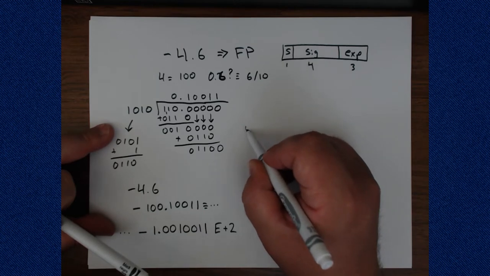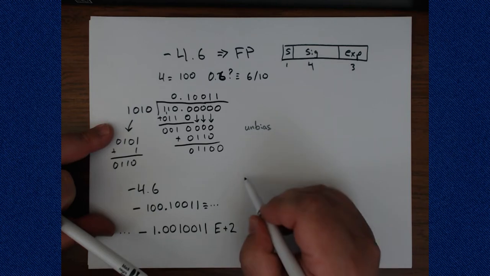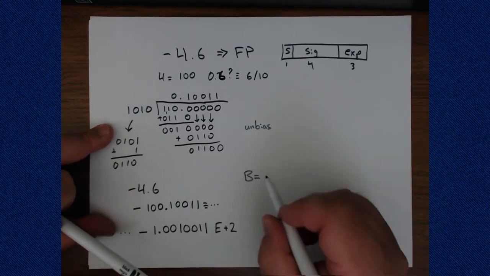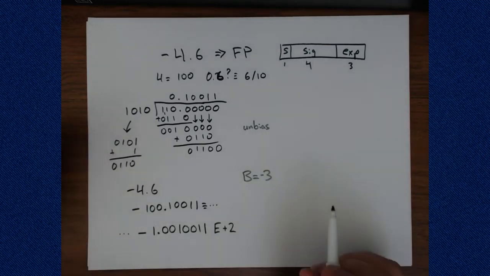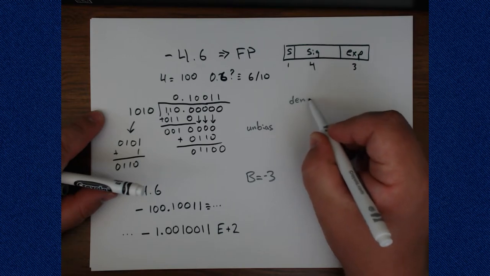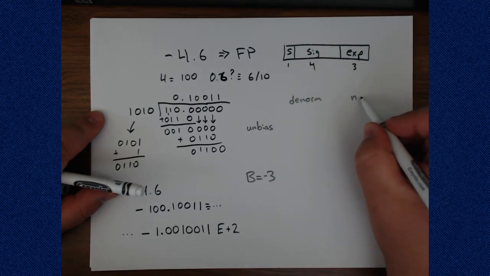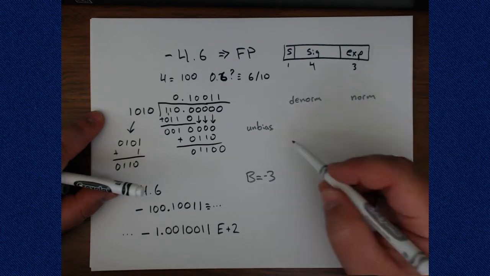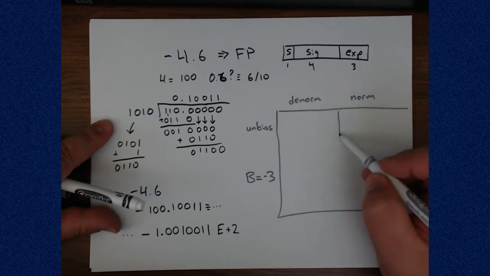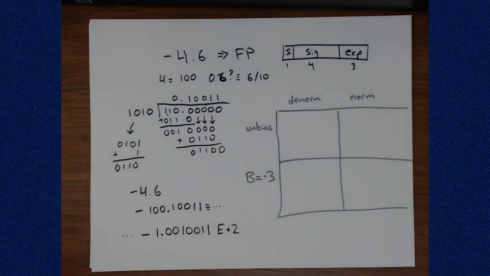All right, now just as we did before, that means we need to put this in terms of, let's see, unbiased exponents. A biased exponent, what did we use before? -3. We'll do that. Bias of -3, and we need to do that for denormal significance and normalized significance. All right. So let's see what we get.